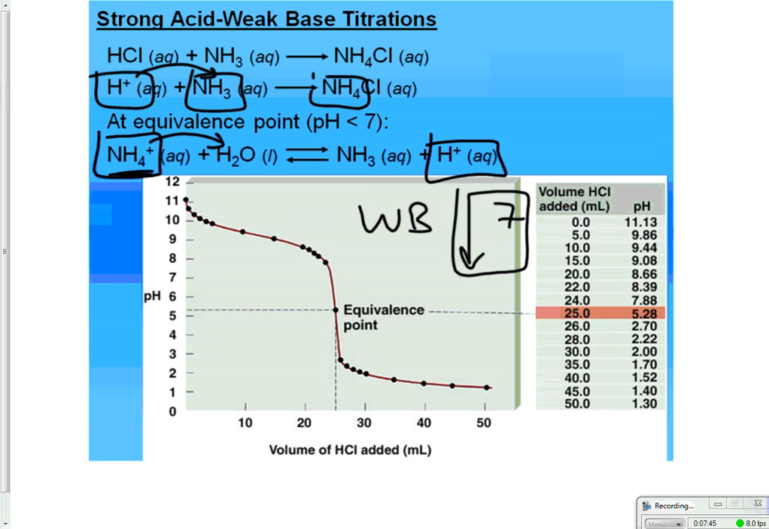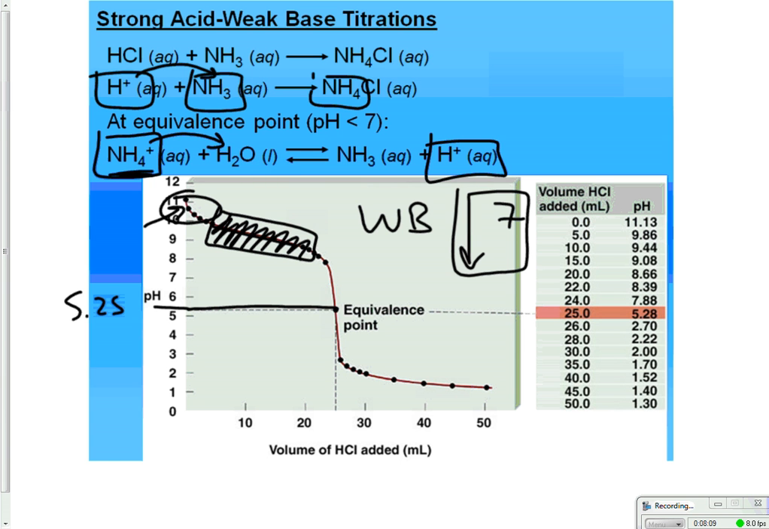So if you look at this, notice it's a weak base. Look, the pH starts at less than 12, so you can tell that it's a weak base. You got a nice little slope there because this is the buffering zone in a weak base titration. And then notice my equivalence point is about 5.25. So I know my equivalence point is below 7. That's how I can identify that this is a weak base titration curve.